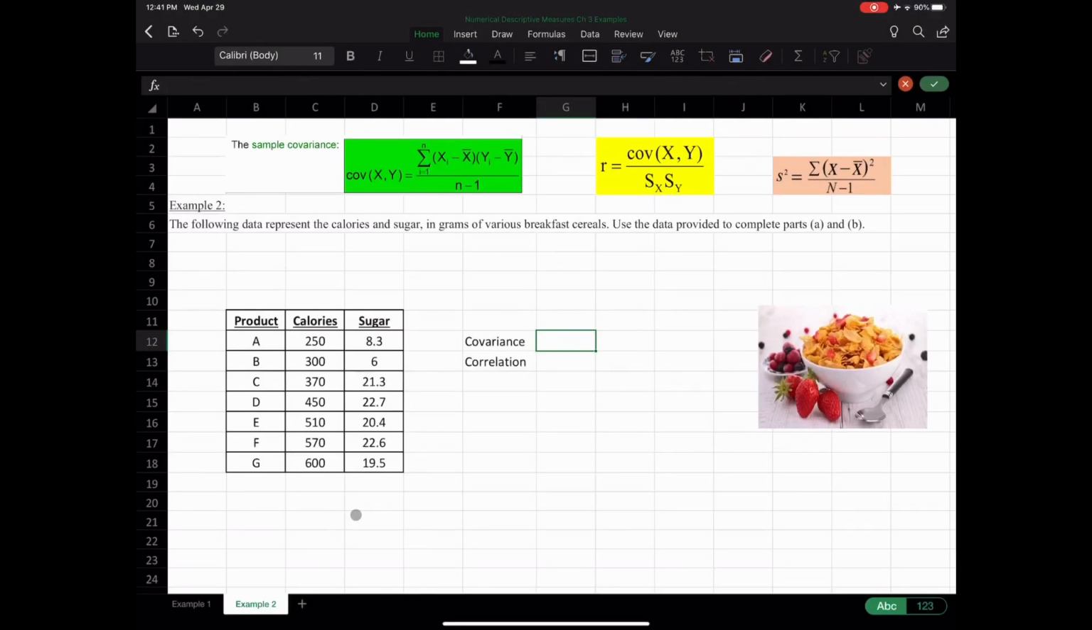So example 2: the following data represent the calories and sugar in grams of various breakfast cereals. Use the data provided to complete part A and part B. In the data set here, we have the different types of cereal products, and then we have calories and sugars for each type of product. What we're asked to do is calculate the covariance and correlation.